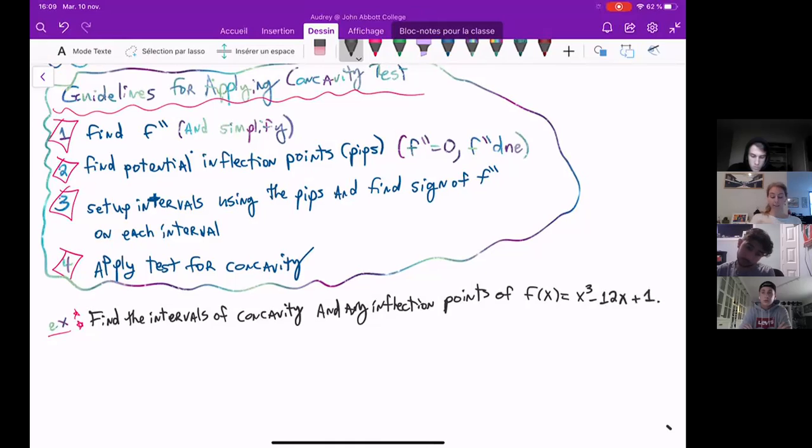All right, so as soon as you guys have the guidelines written down as well as the example, let me know, and we will start with a pretty simple example right here.